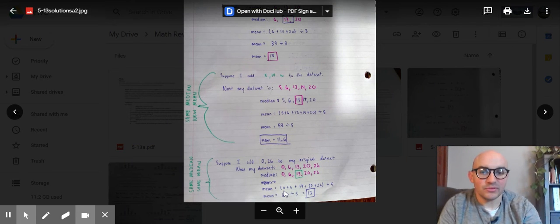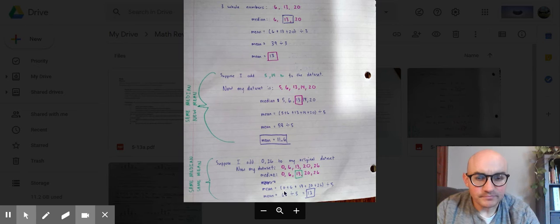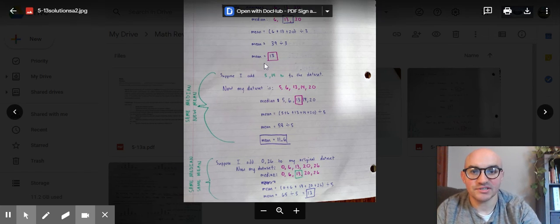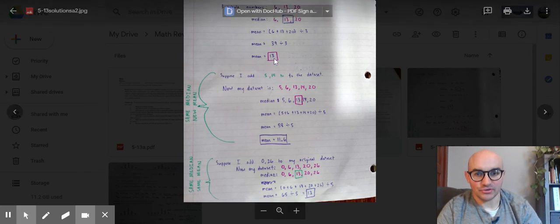just to prove that we did everything correctly here, our goal is to have the same mean. Let's see if we did it. We're going to add 0 plus 6 plus 13 plus 20 plus 26. We add all those together, we get a total of 65. We're dividing by 5 because there are 5 numbers. And so we end with a mean of 13, which is the same as our original. So that was our goal there.